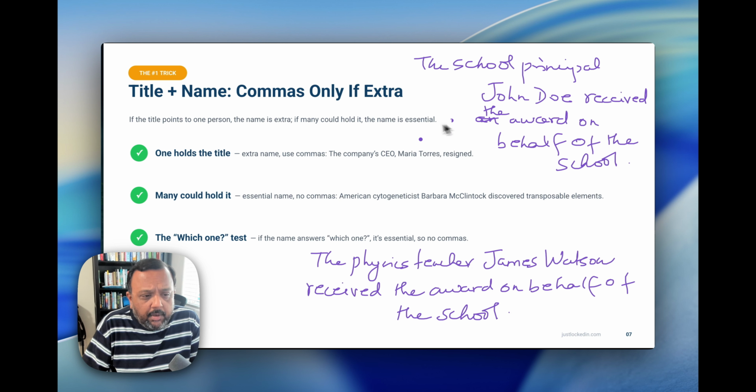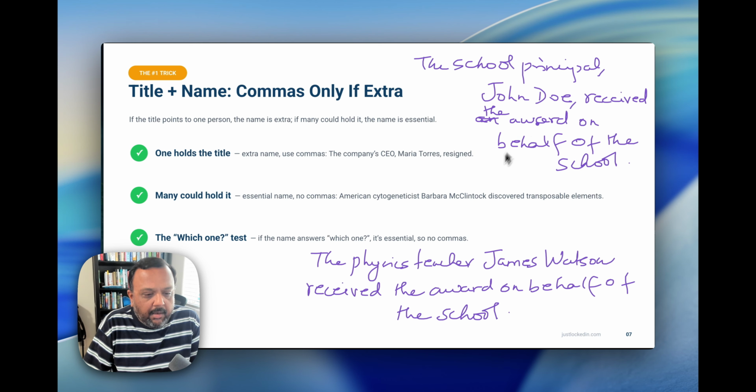Okay. So in these cases, what you do is when you say the school principal, then John Doe just becomes additional information, right? You don't need that information to convey the actual idea, right? Because it's obvious. So in this case, you add a comma. Okay. The school principal, comma, John Doe, comma, received the award on behalf of the school.